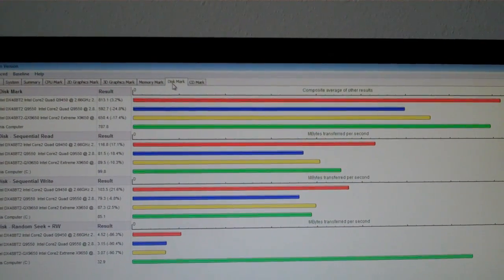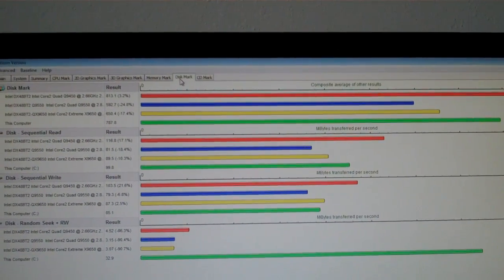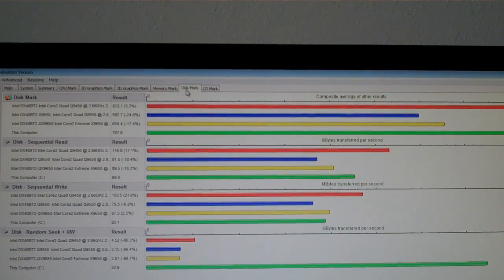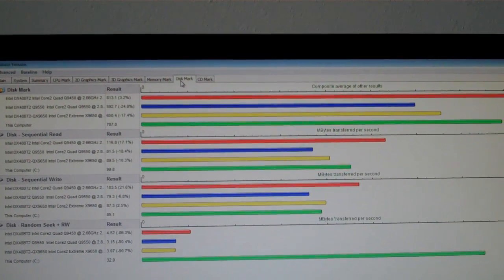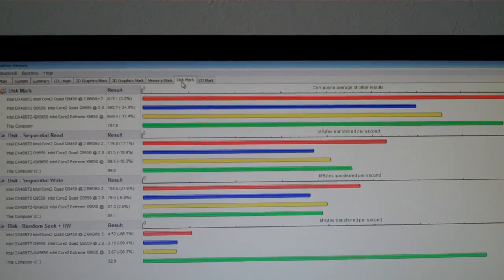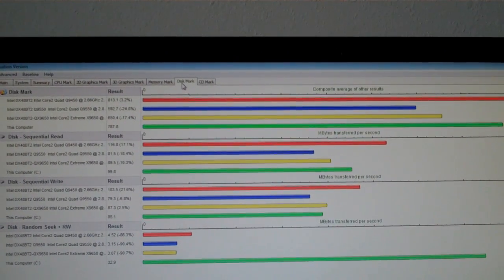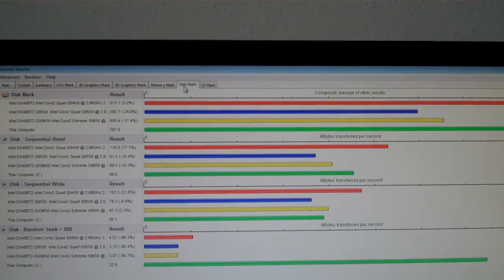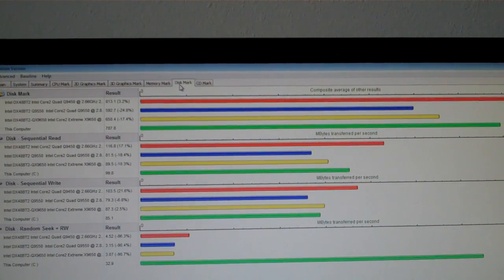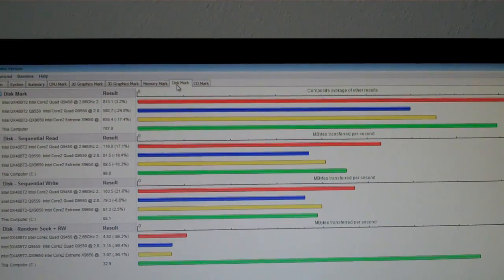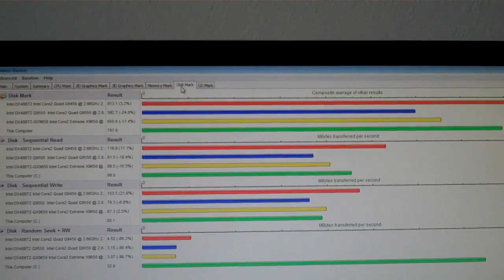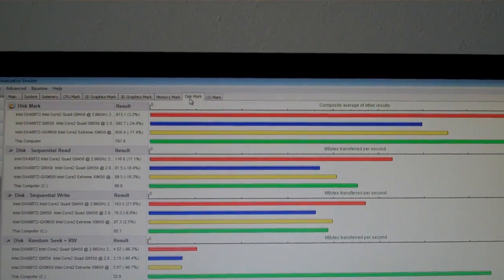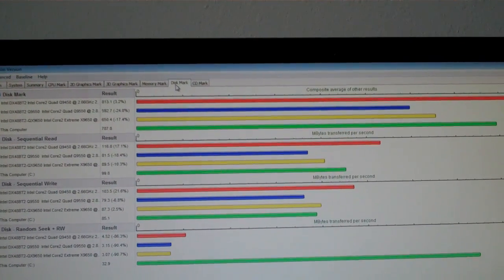Serious problem, huh? Where this drive shines is the random seek plus read-write, which was 32.9 megabytes per second versus 4.52 for the Velociraptor. But it falls on the other two tests. On the sequential read, we only got 99.8, which was 17% less than the 117, and 85.1 for the sequential write, which was 21.6% less than the 103.5.